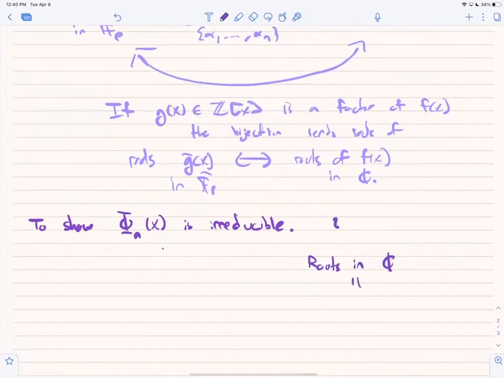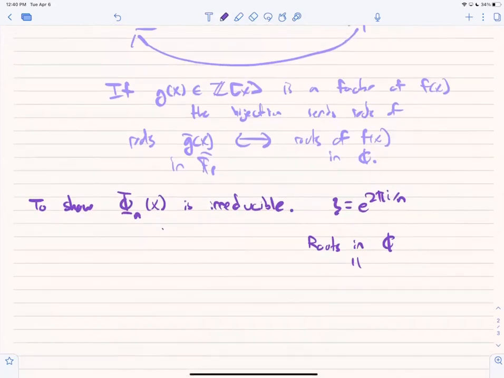So if I write zeta is equal to e to the 2 pi i over n, the roots in C are just the set zeta to the k, where k is in (Z/nZ)^×. So those are the roots of phi_n of x.